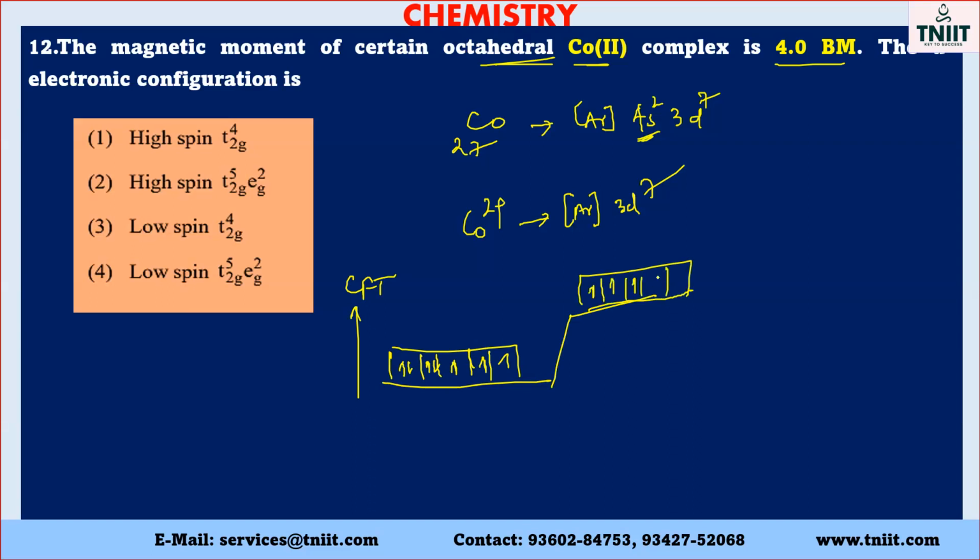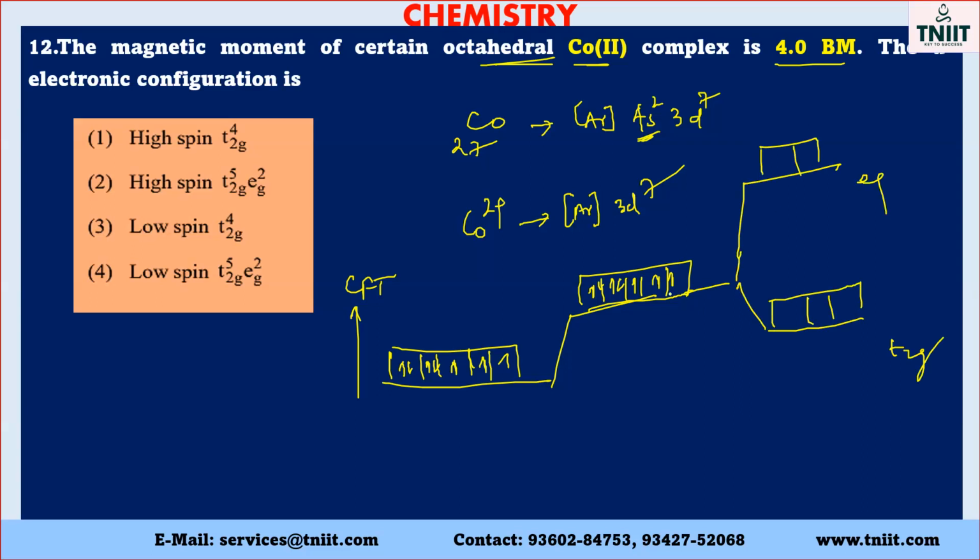Degeneracy is maintained. But when the ligands approach them, what happens is they undergo splitting into T2g and Eg. So here we'll have 3 orbitals and here it's 2. Now totally we have 7 electrons.